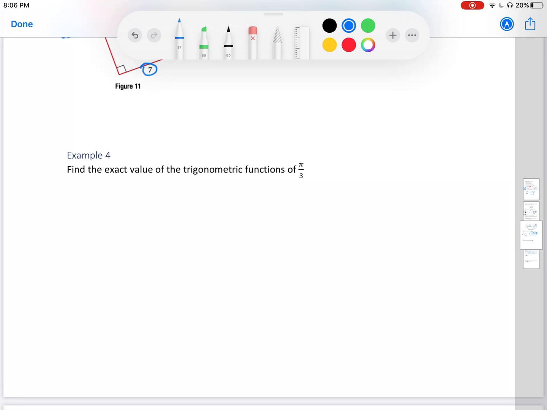Example 4. Find the exact value of the trigonometric functions of pi over 3. All right. So we have our unit circle. And pi over 3 is the same as, well, let's do that work.